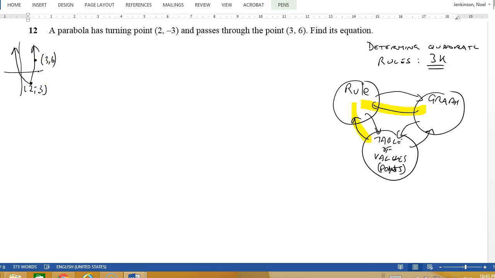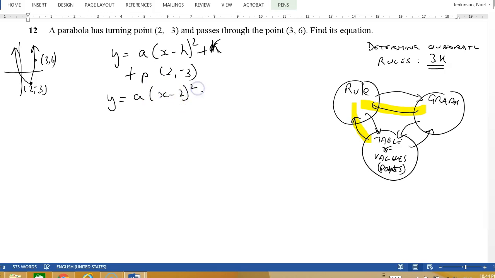Well, we're given the turning point, so we can use the turning point form of a quadratic. Turning point form of a quadratic looks like this, where the turning point is found with the k and the h. Well, our turning point is 2 and -3, so we can put the values of the turning point, 2 and -3, into the turning point form. Now it's +2, so we will have -2 in the bracket, and it's gone down 3, so we will drop it 3 at the end.